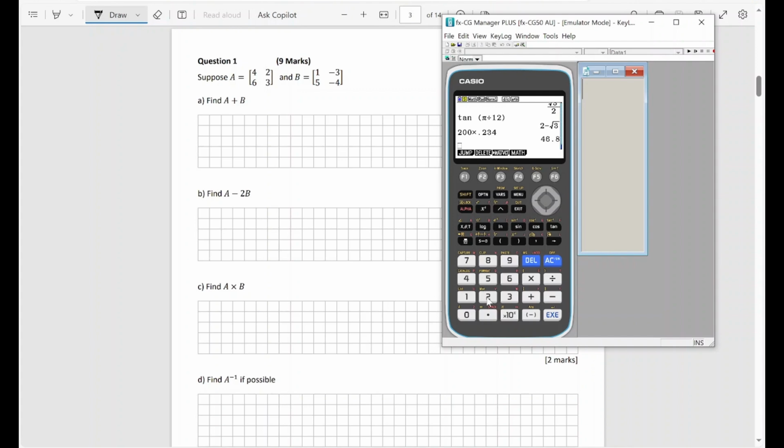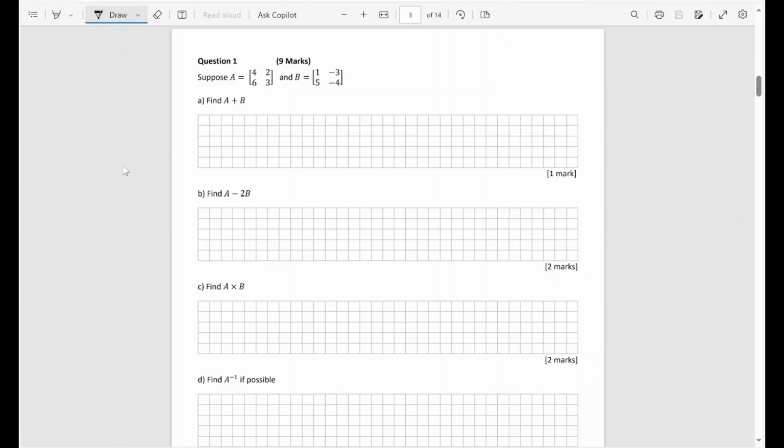So if you go shift matrix alpha A plus shift matrix alpha B, that would give you matrix A plus B, which is 5, minus 1, 11, minus 1. Now, since it's one mark, that's all you need. If you want to do that by hand, you'd add. So 4 plus 1 is 5, etc., etc.